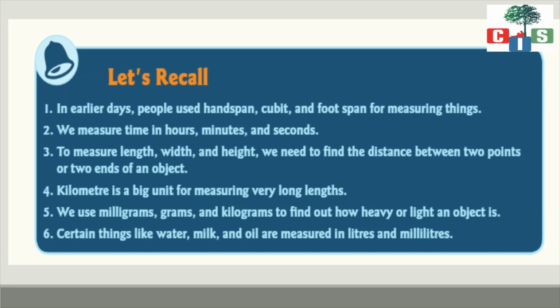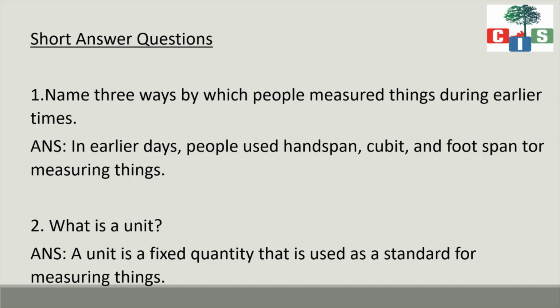We use milligram, grams and kilograms to find out how heavy or light the object is. Yes, so kilogram, grams and milligrams are the units for mass to measure how heavy or light the object is. Then certain things like water, milk and oil are measured in liters and milliliters. Yes, we have seen that we use our measuring cylinders to measure liquid. Yes? Okay. Now let us move further to our short question and answers.